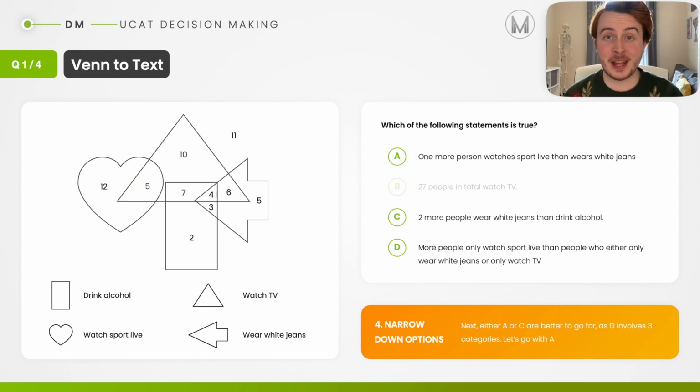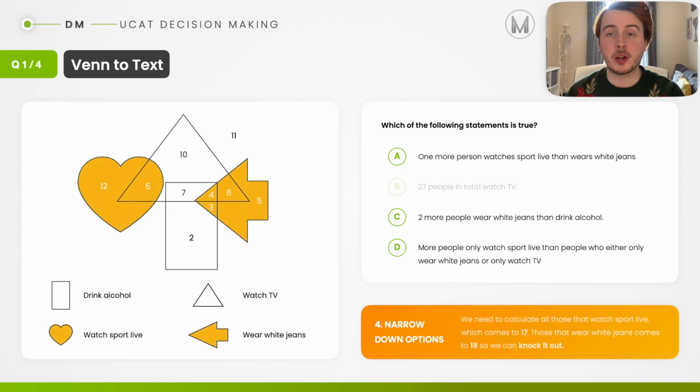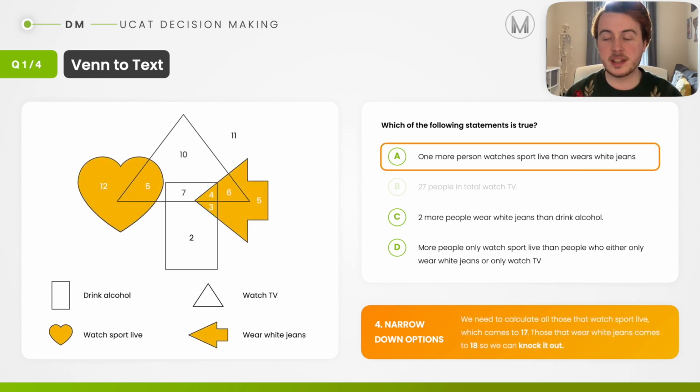So if you look at our 3 remaining statements, both A and C only refer to 2 categories, whereas D refers to 3 different categories. So we're going to, again, go for the one that is simple. We're probably just going to start with A by convention of the alphabet. When we look at what A is actually asking us, we're wanting the people who watch sport live and the people who wear white jeans, which is represented by the heart and that arrowhead.